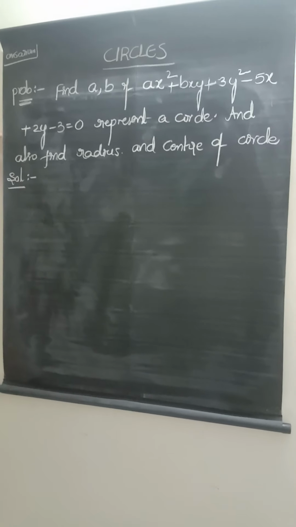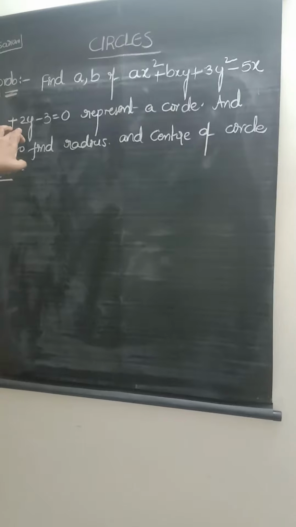Find a comma b if ax square plus by square plus 3y square minus 5x plus 2y minus 3 equal to 0 represents a circle.